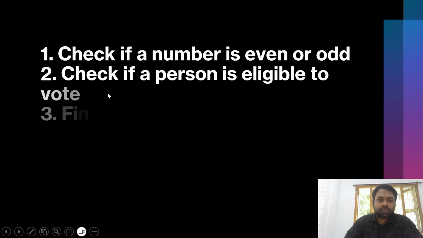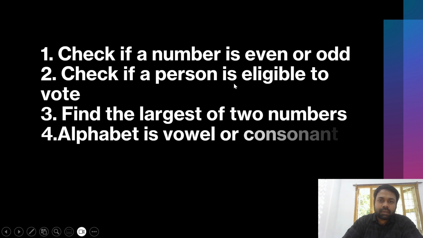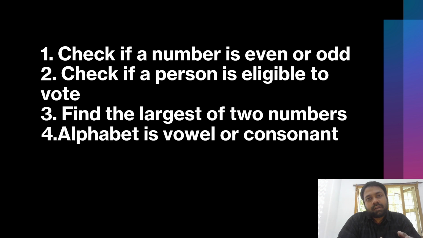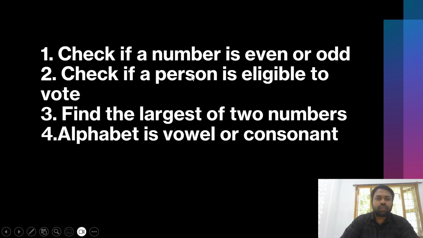So I'll go for the next question. What is the second question given here? Check if a person is eligible for voting or not. In general, what is the eligibility age for a person to vote? 18, right? That is the condition. We have to read the age. If that age is greater than or equal to 18, then I should print the message eligible. Otherwise, not eligible.